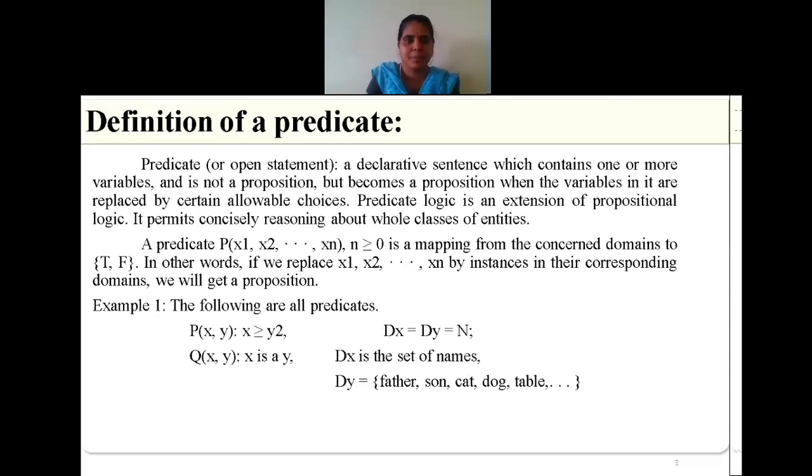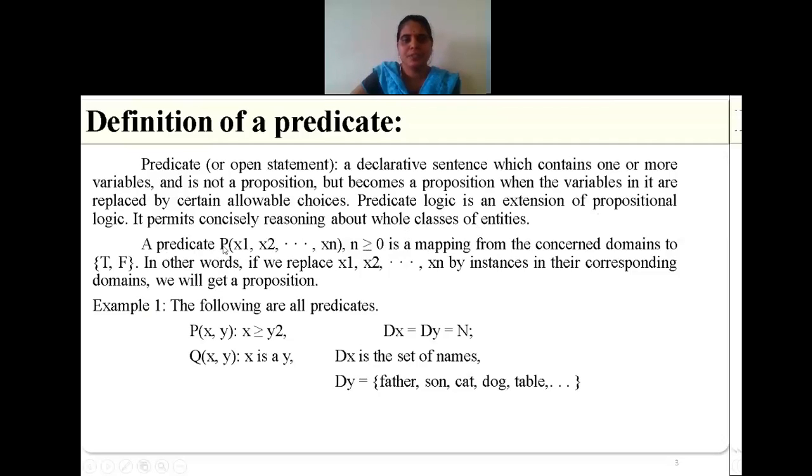Then what do you mean by predicate? A predicate is a declarative sentence which contains one or more variables and is not a proposition basically. But if you replace variables in the predicate with some certain allowable values, then the predicate becomes a proposition. So predicate logic is an extension of propositional logic. It permits concisely reasoning about a whole class of entities.